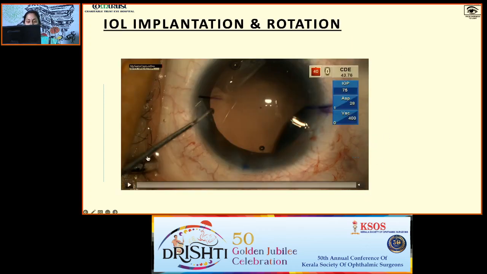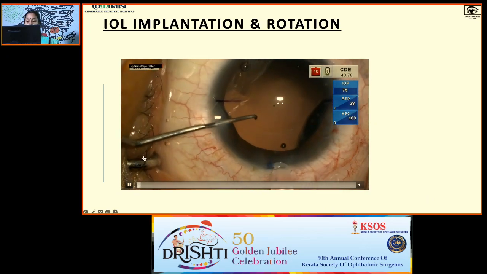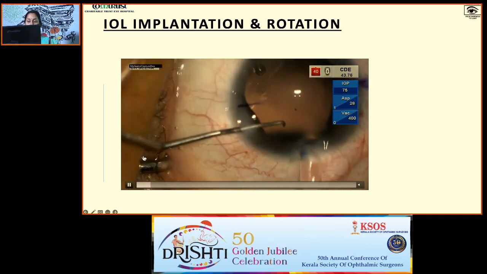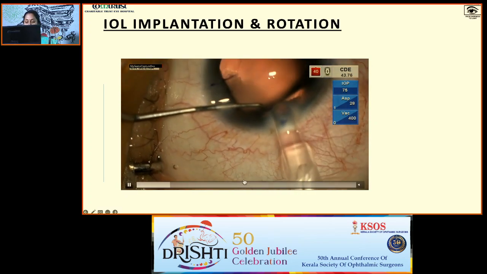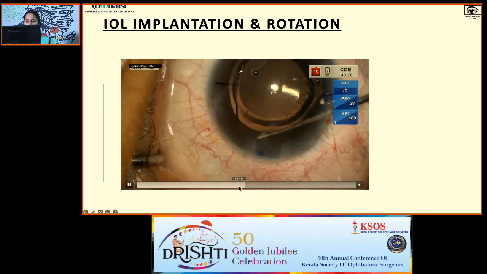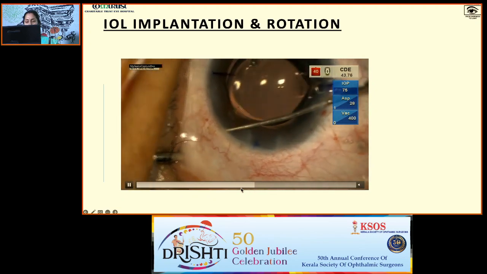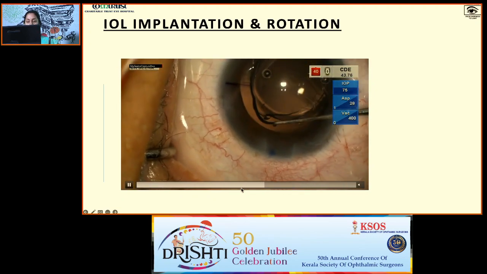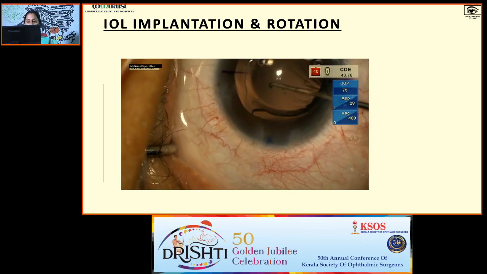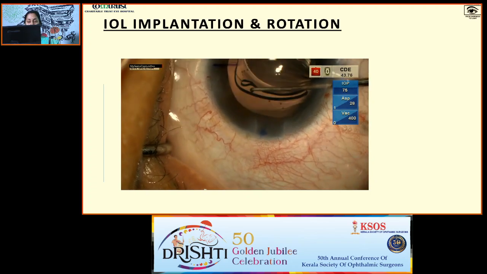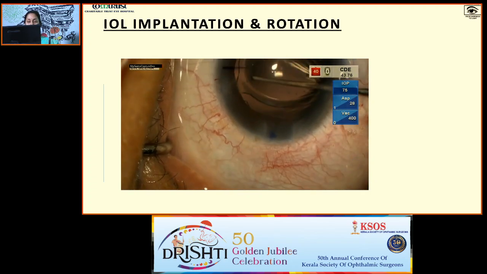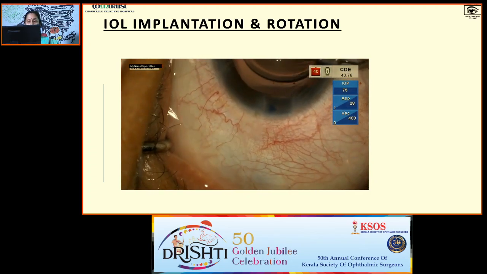For implantation, you can either proceed with a wound-assisted implantation or a normal implantation. Once it is inside the AC, the front haptic has to be inside the bag. The back haptic, that is the trailing haptic, has to be folded and kept inside the AC. Once it is inside the bag, you can rotate it at the optic haptic junction with your dialer to the desired axis.